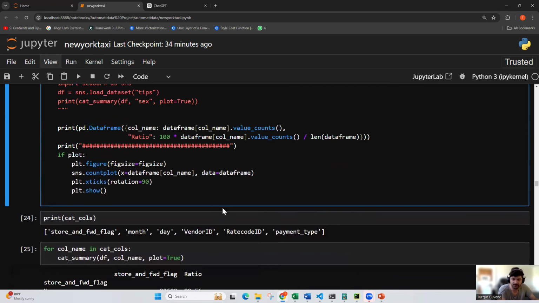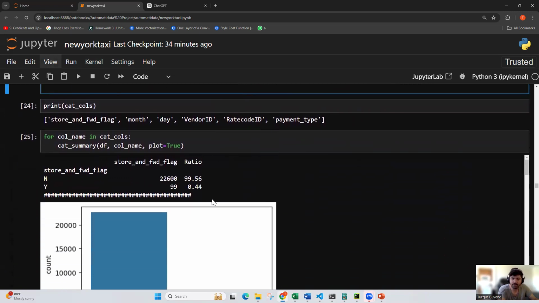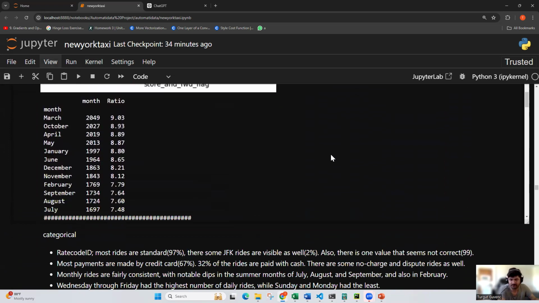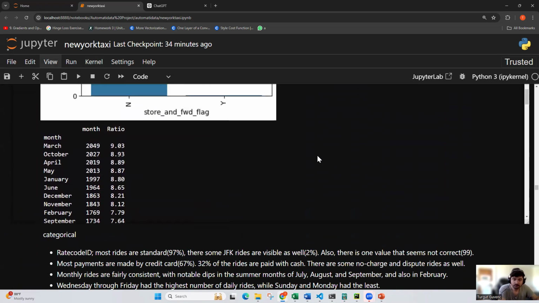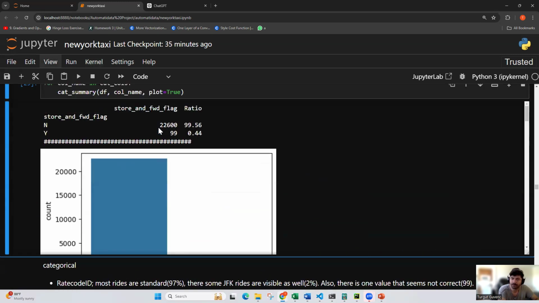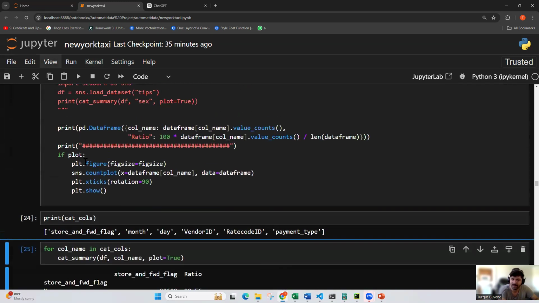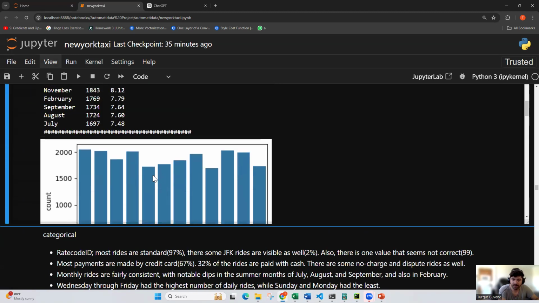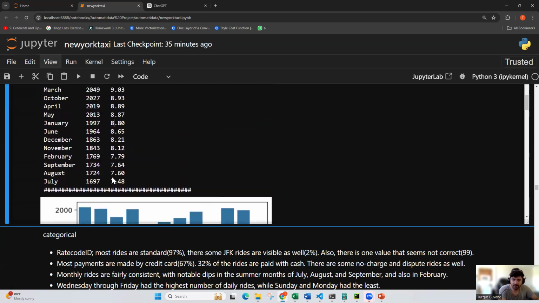As we can see here, for example, start and forward flag ratio. This one is another good example. For example, months: how many times they repeated. This is the value, which comes from the value counts. This comes from the ratio calculation here. And this also creates a count plot, right?